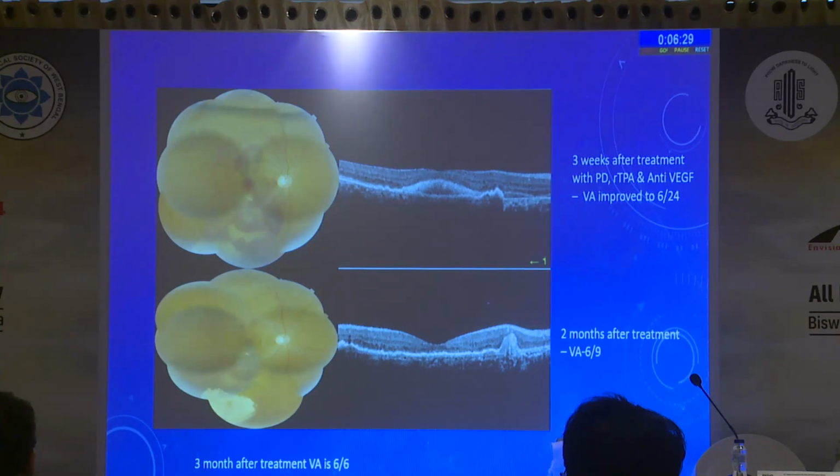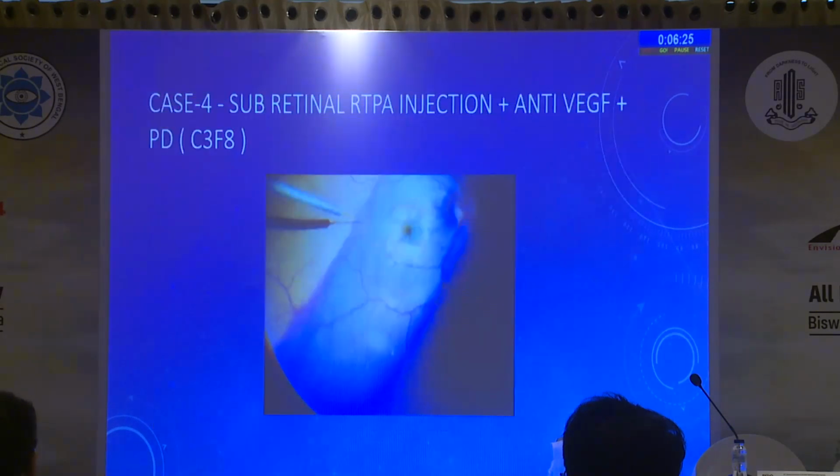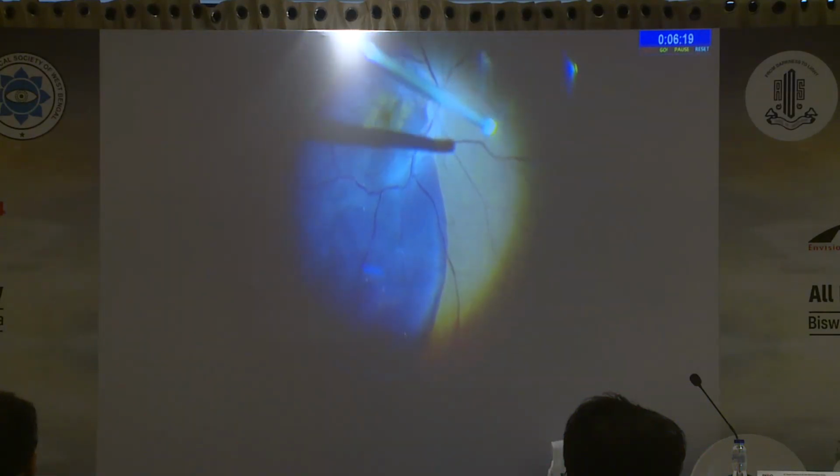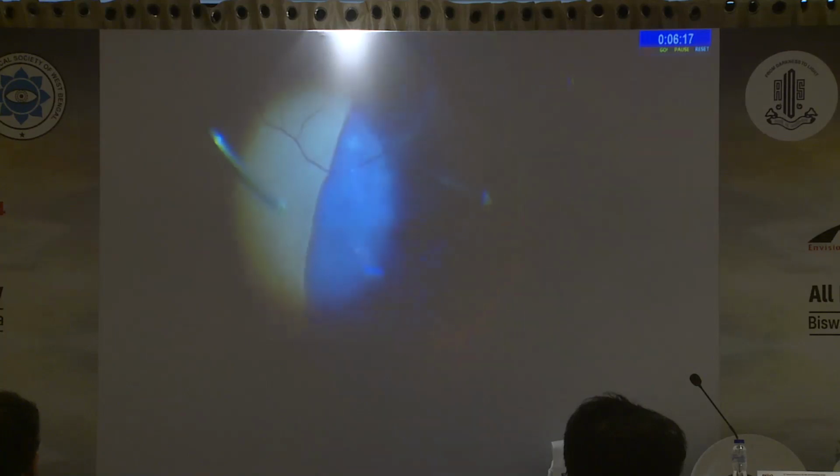Obviously, if it is a very large one, then we have to plan with a subretinal tPA. Like this case, there was no other option than subretinal tPA. You can see the huge subretinal hemorrhage.